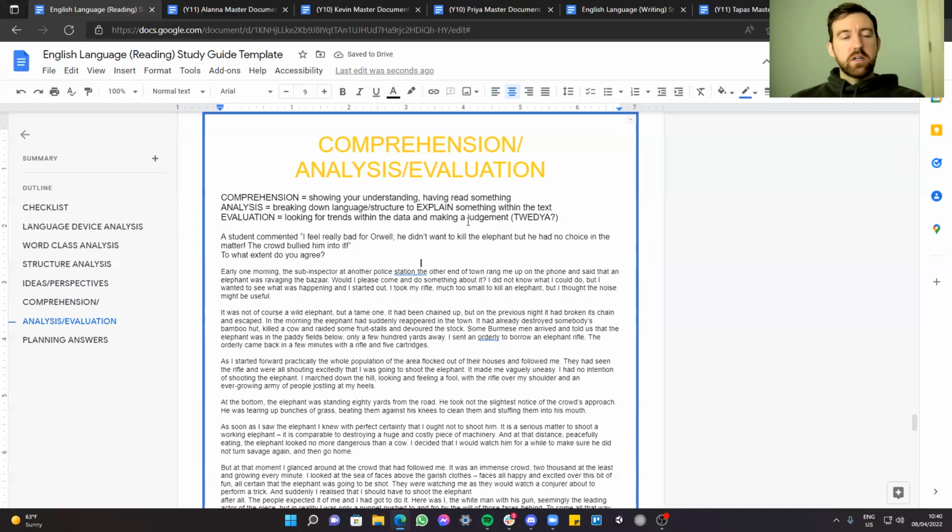So with this one, it might be, a student commented, "The mountaintop is really beautiful. To what extent do you agree?" And then you'd look at either the whole extract or a portion of it, depending on the question. Always make sure you look at where the lines are that you're meant to be reading and analysing and evaluating and comprehending, right? But let's say it's the whole extract, just for argument's sake.